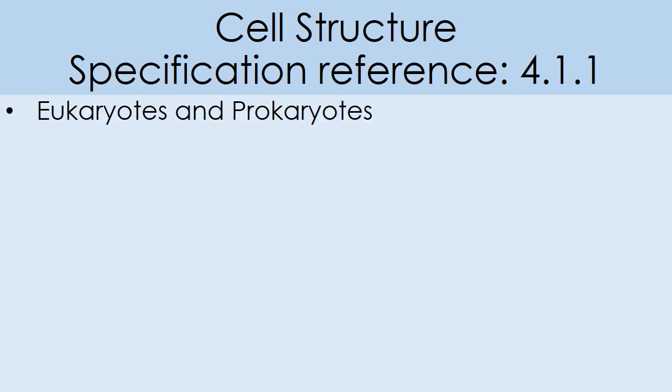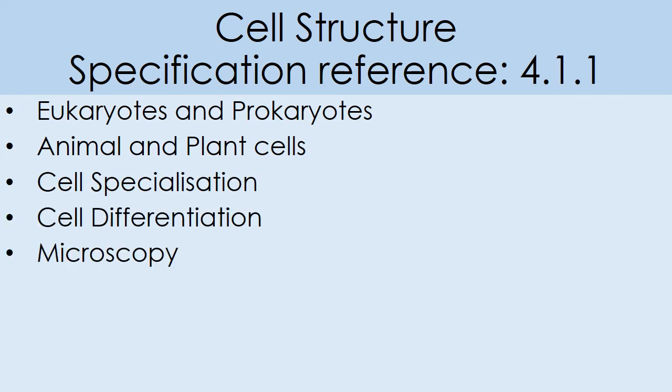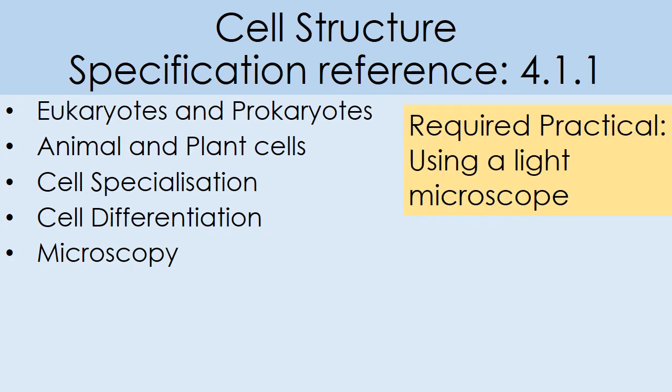4.1.1. We're going to be looking at eukaryotic and prokaryotic cells, animal and plant cells, cell specialization and differentiation, and finally microscopy, so using those calculations and also remembering that required practical and how to write the method.